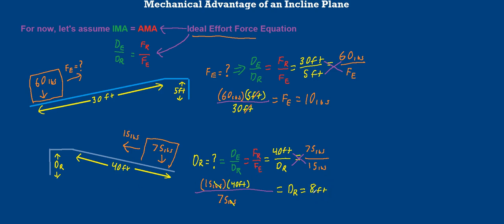And so the question is what does it mean to get a distance resistance of 8 feet? Well, what it means is, in order to make this incline have the mechanical advantage it would take to turn a 75-pound weight into 15 pounds, we would need the incline to be 8 feet tall. We would need that to be our distance resistance in order to make this system true in an ideal world.